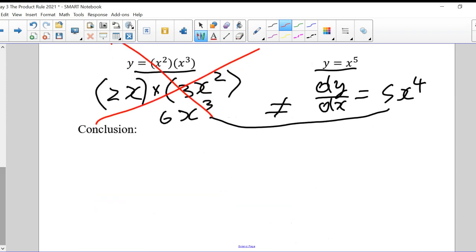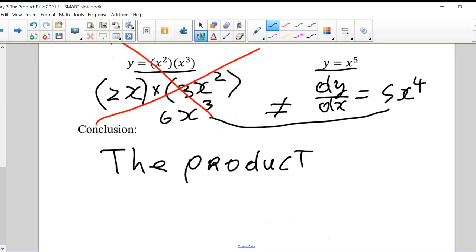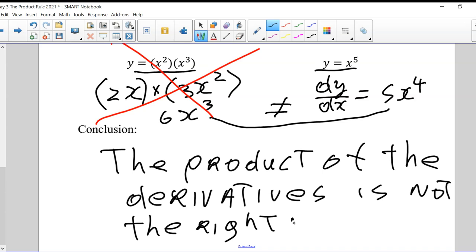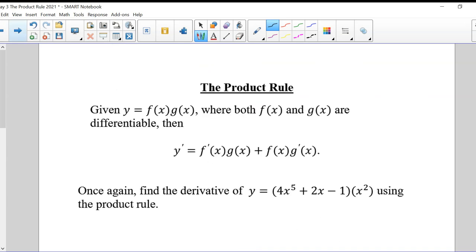So the conclusion to that is that the product of the derivatives does not work. It is not the right approach. Okay, so what is the right way then? That's the question. That takes us to the product law, or product rule.